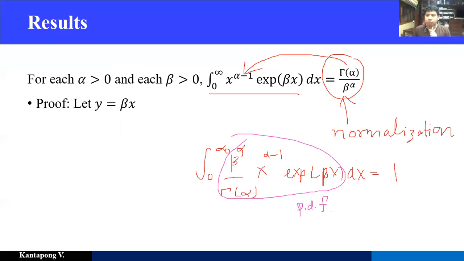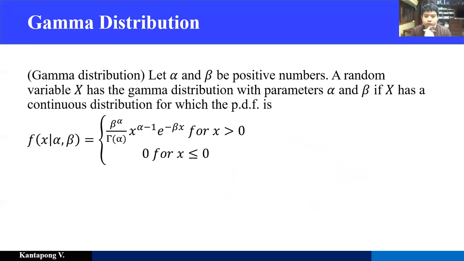And then you could use this as the PDF. This is why the gamma distribution is called gamma, because it comes from the gamma function. And this is the proof. You use the substitution, but you can do this at home. And this one is the gamma distribution. As I said before, this is a normalizer, and this is what we talked about before.